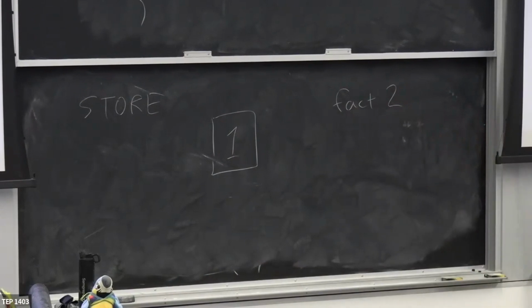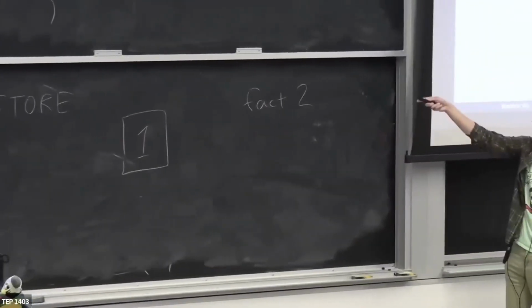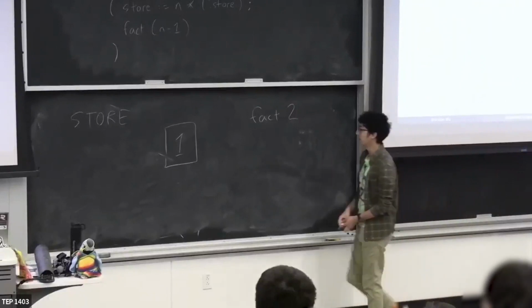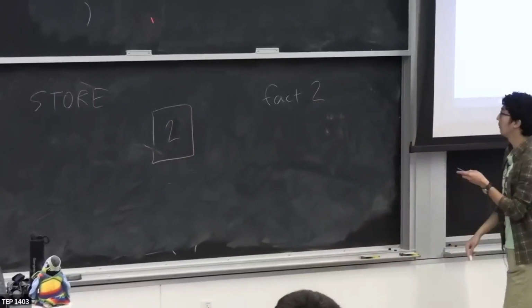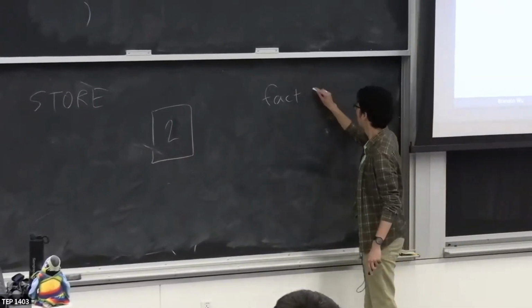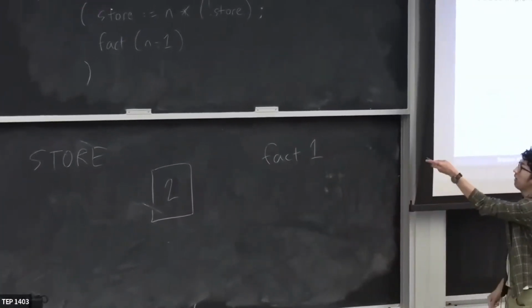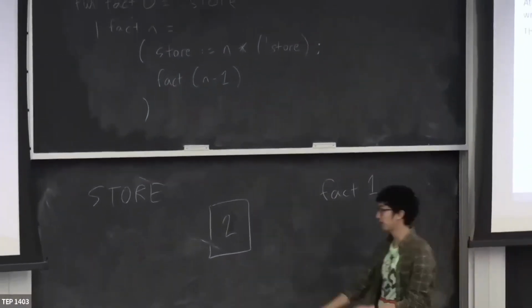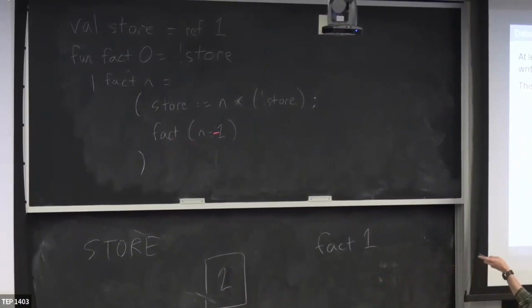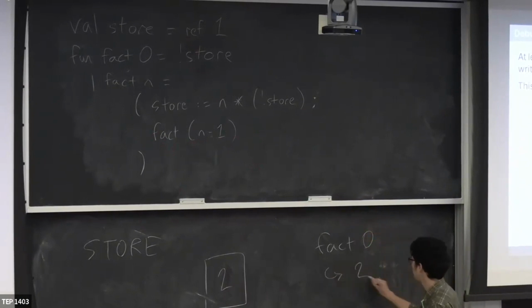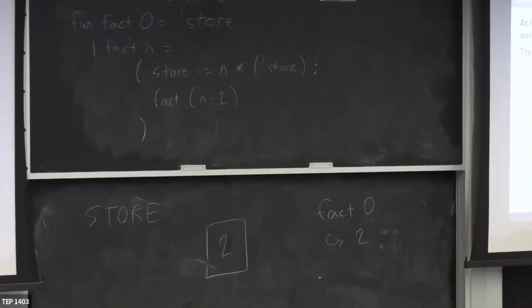The first thing that happens is I enter my recursive case, and then I update the store to be 2 times whatever's in the store. So I take this and multiply by 2, yeah? And then I recurse, so I'm at fact of 1. Now I'm here again, so I multiply what's in the store by 1, so I get 2 again. And then I recurse and go to fact of 0. At fact of 0, I just return whatever's in the store. So this goes to 2. Okay? What is factorial of 2?